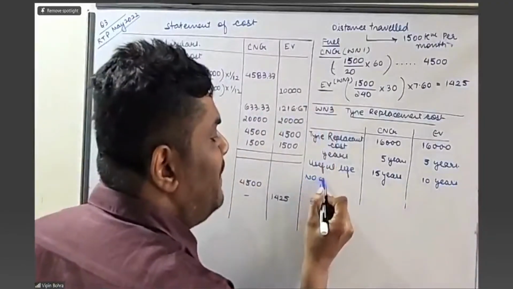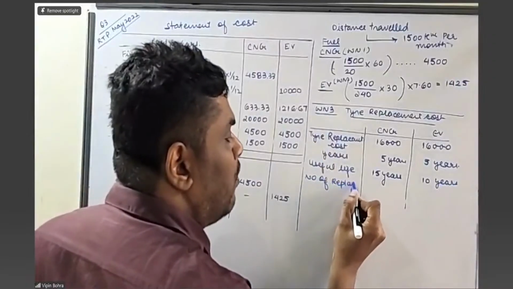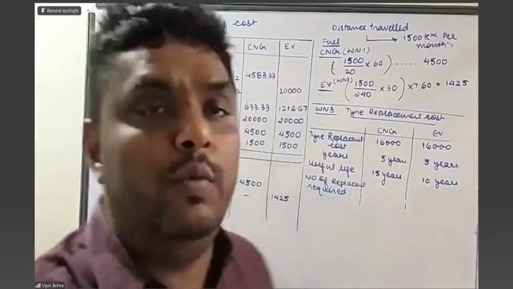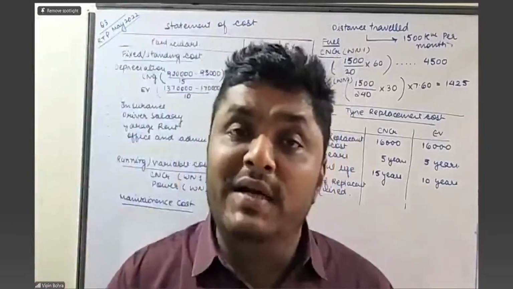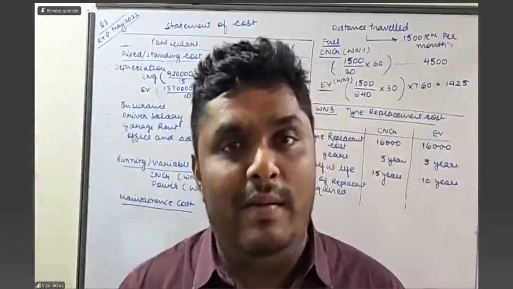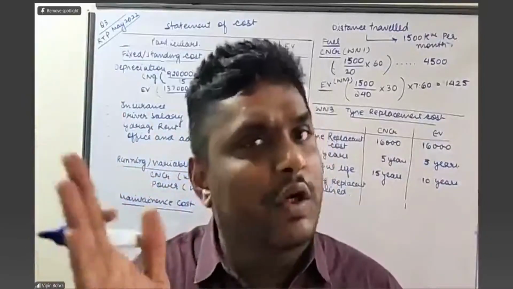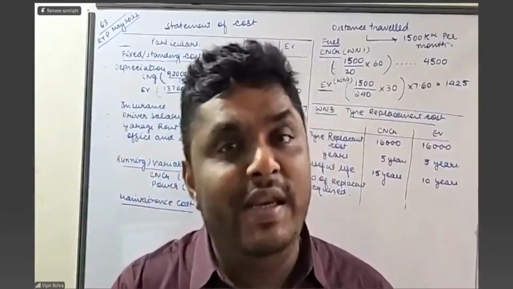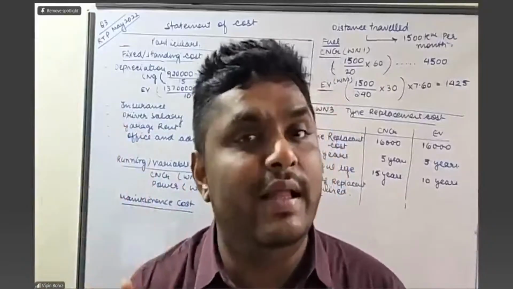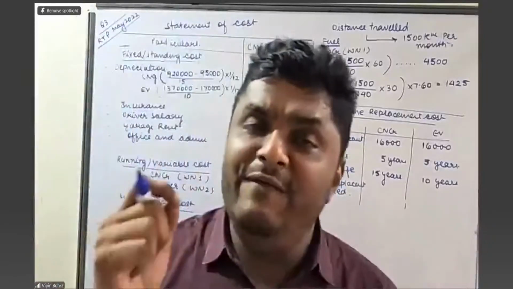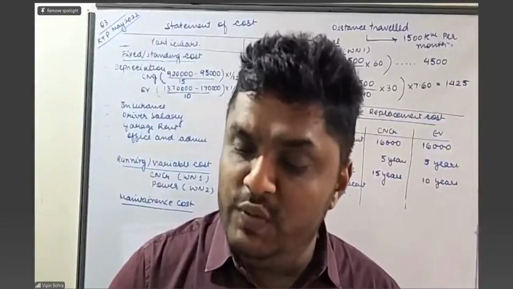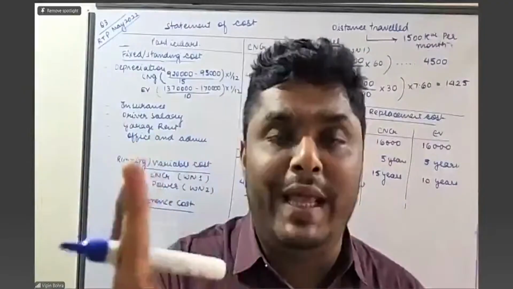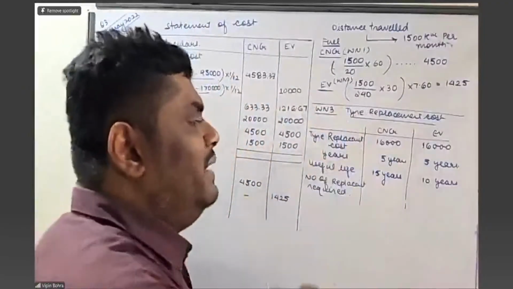So number of replacements required. How many times are the tires to be replaced? See, when we purchase a car, we get the tires with the car. So after 5 years, we need to replace. Thereafter, again after 5 years, we need to replace. And at the end of the 15th year, we will sell the car. So in short, the useful life is 15 years. So how many times do the tires need to be replaced? Only 2 times. See, generally people will say 15 divided by 5, 3 times.